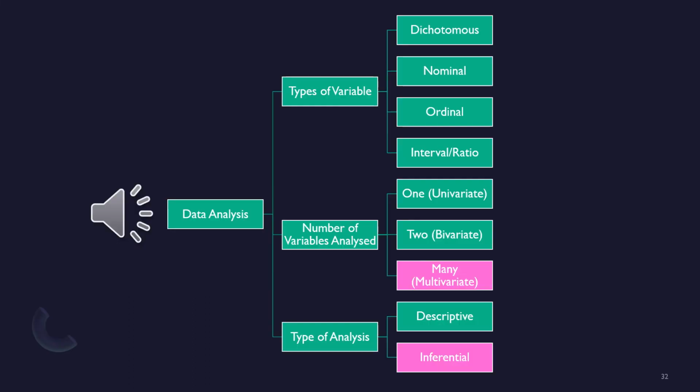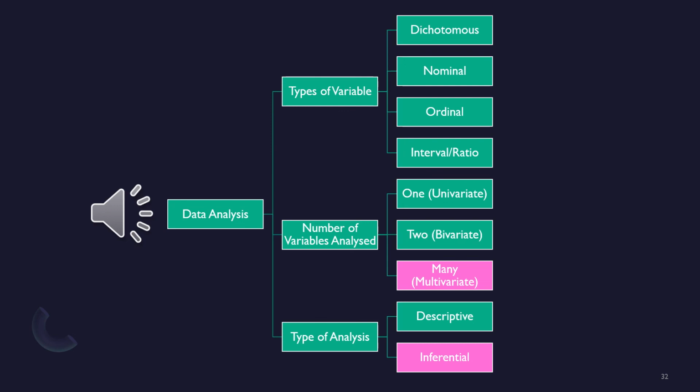Alright, so in conclusion, we have looked at types of variables, numbers of variables analyzed at one time, and the type of analysis, and most quantitative data analysis would relate to these three categories. I've highlighted in red or pink the categories that we will not be engaging with for assignment 3 or assignment 2. You can of course choose to engage with these, but it's going to require a lot of complex statistics, and for that I don't really recommend it for this particular project.